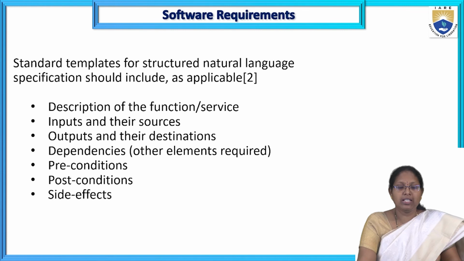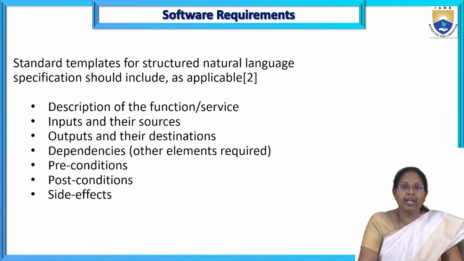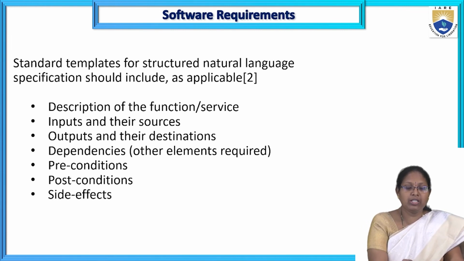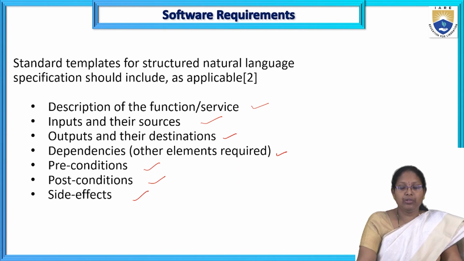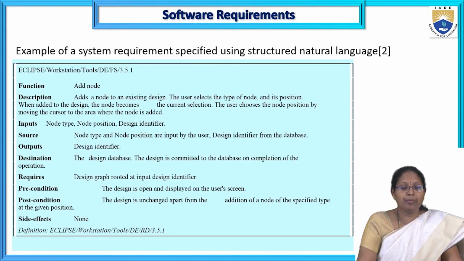Generally, user requirements are described in a natural language specification, which can include the description, the function or service, inputs and their sources, outputs and their destinations, dependencies, preconditions, post conditions, and side effects. So these are the topic headings generally used in software requirement specification documents.